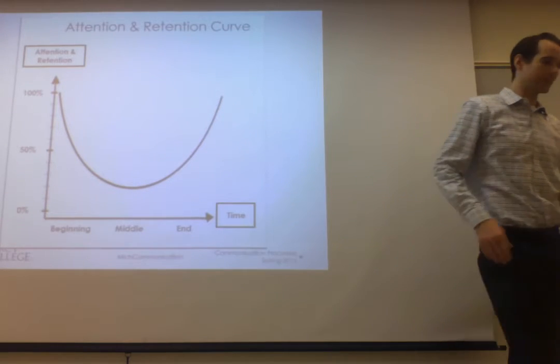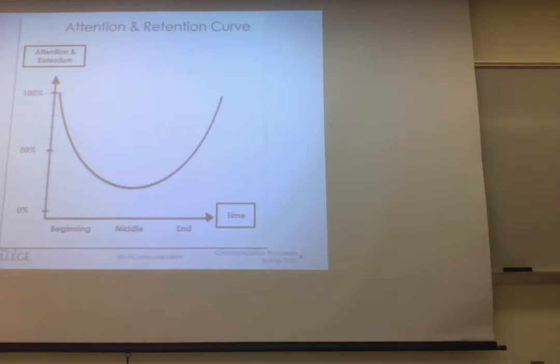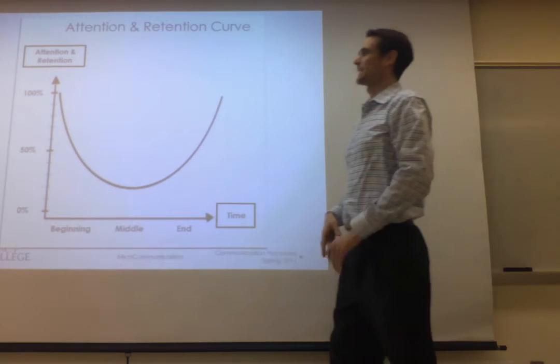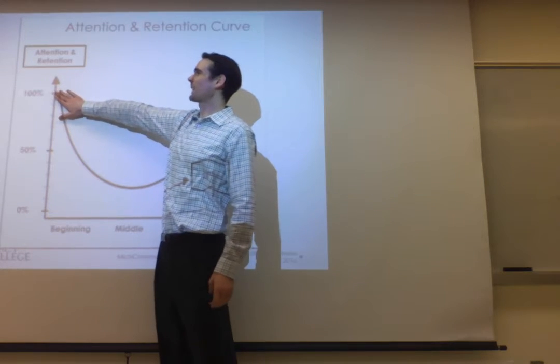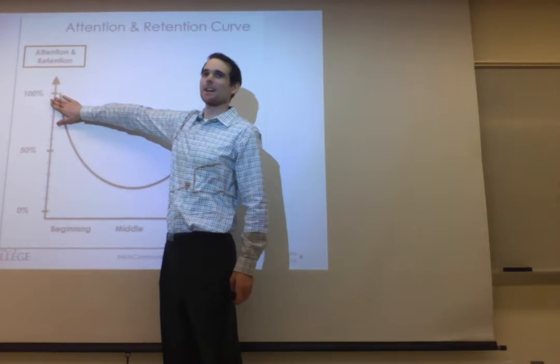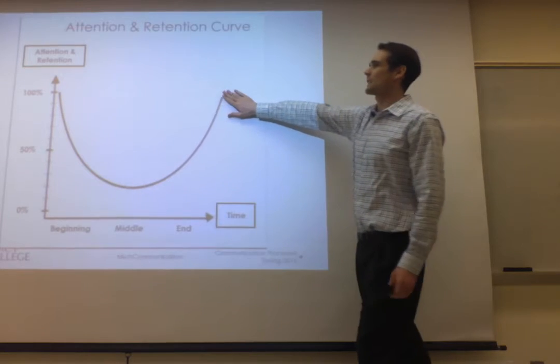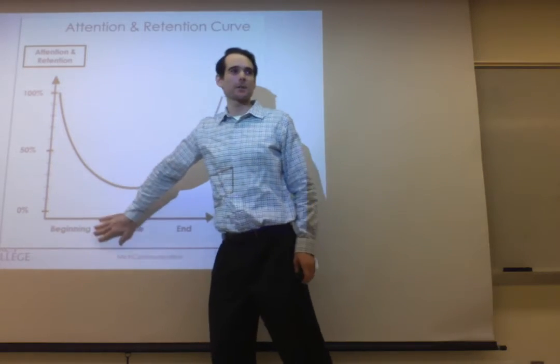Go ahead and look at the takeaway on that graph and tell me what's going on. You need to get your point across in the beginning and at the end. Yeah, the rest is fluff. Audience attention is high at the beginning. Audience attention is high at the end. It's not as high in the middle.